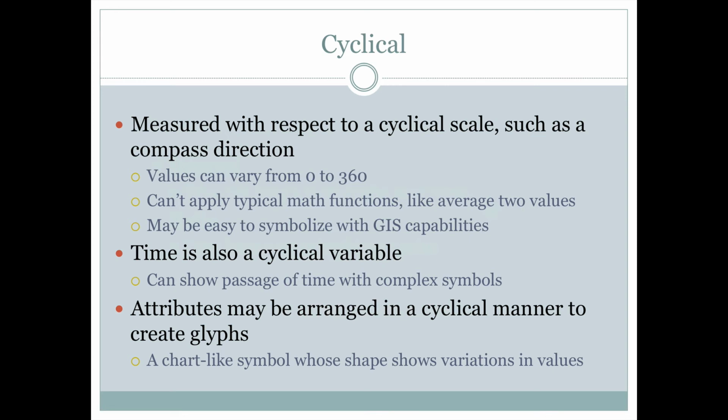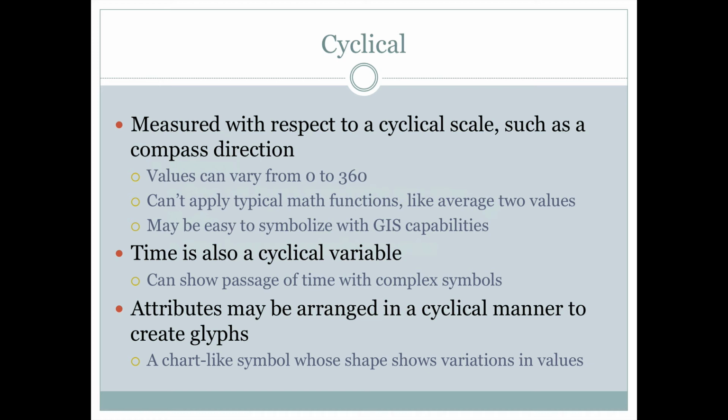That also means we can't apply mathematical functions. Like we can't say that if one bearing is 350 and another bearing is 10, we can take the average of that and have a meaningful number. But the nice thing about these things is they're very easy to symbolize with the GIS because we can just point things in the right map direction and then put them on our map. So things that are measured in a compass direction are easy to do that way.